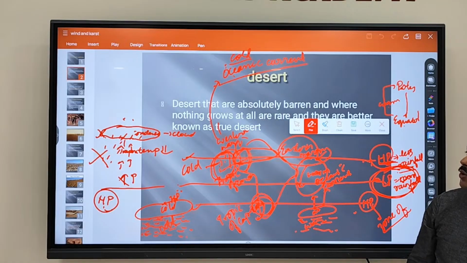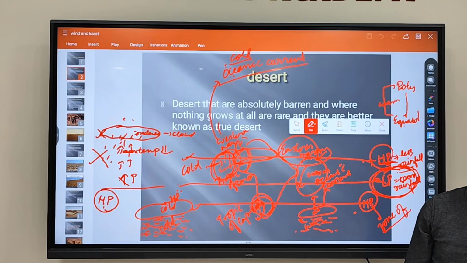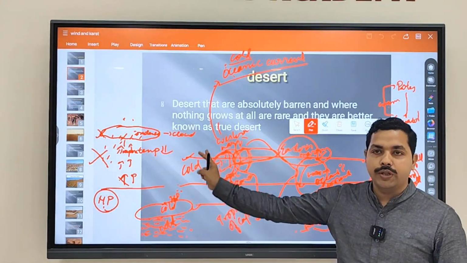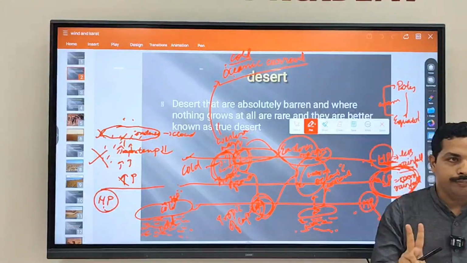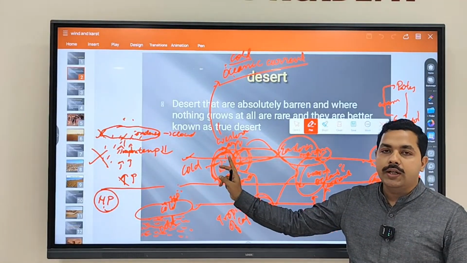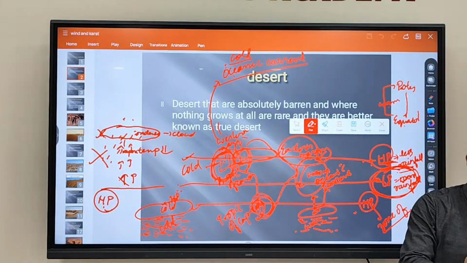So if the question comes, why deserts are located on the western margin on the Tropic of Cancer or Tropic of Capricorn? First thing you have to write, it is a zone of what? Tropics are the zone of high pressure, and second thing, cold oceanic current flows over here, which is making this region much colder, and as a result no rainfall takes place. Clear? So these are the two reasons that you have to write.